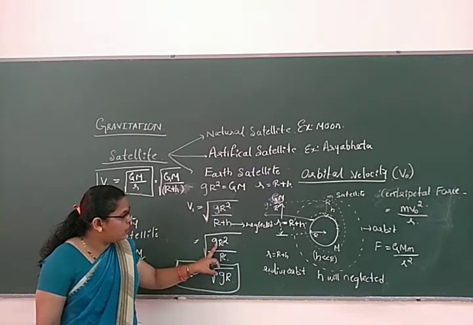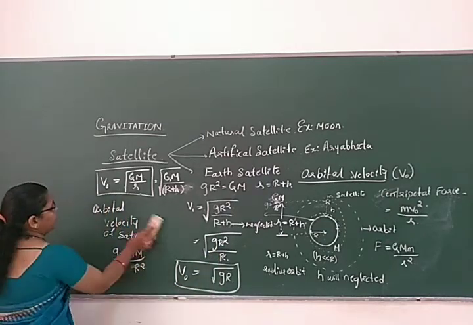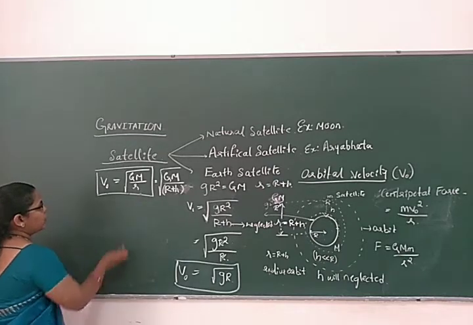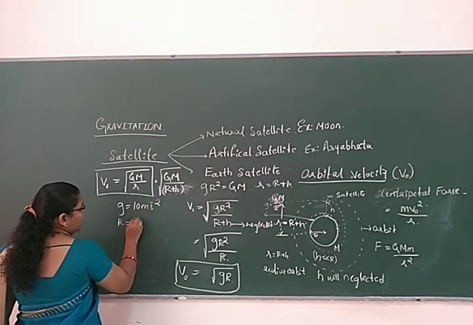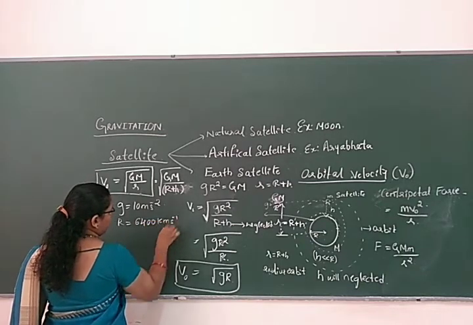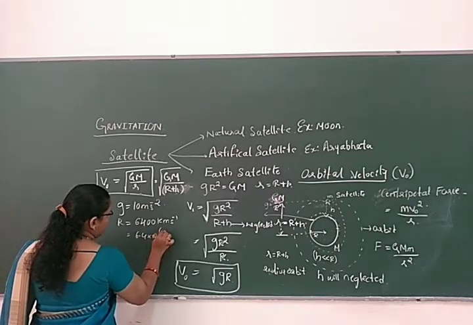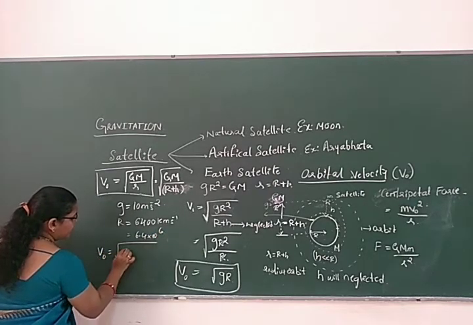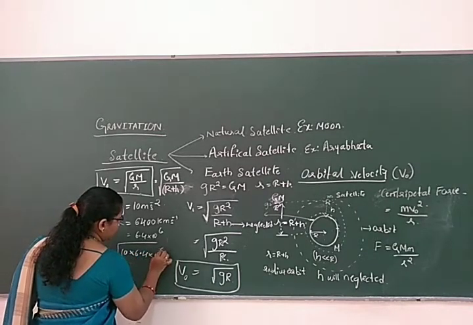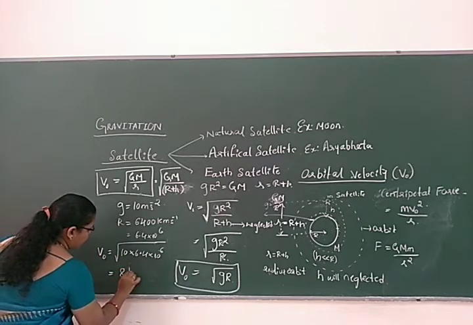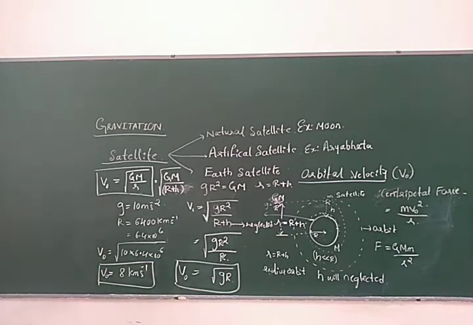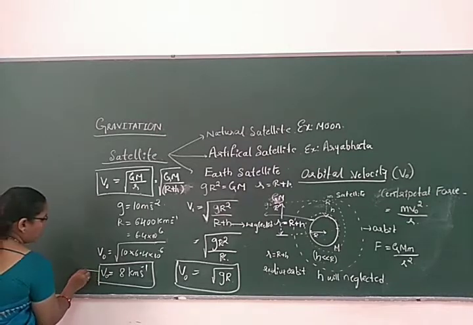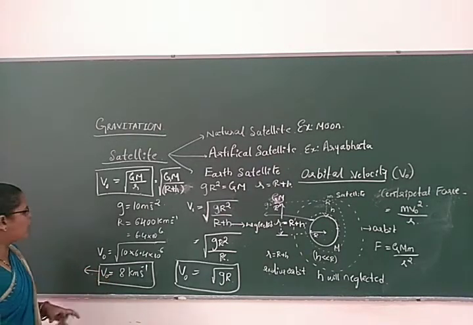Then what remains here? Root of g r. So once you consider this, you know very well the acceleration due to gravity on the surface of the earth. If you consider 10 meter per second square, and r is nothing but the radius of the earth, 6,400 kilometer, then what you will get? 6.4 into 10 to the power 6. Put the value here. V naught is equal to root of 10 into 6.4 into 10 to the power 6. So what will you get here? 8 kilometer per second. You do it. So you will get 8 kilometer per second. This is the orbital velocity of the satellite revolving close to the earth's surface. So this is the orbital velocity of the satellite very close to the earth.